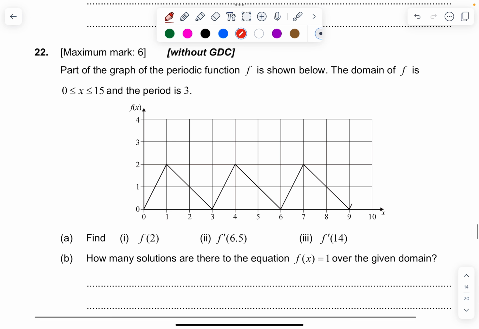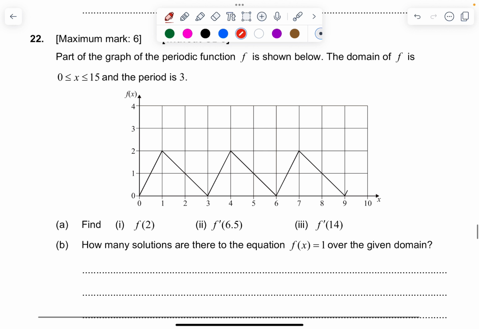The part of the graph of a periodic function is given. f of 2, f of 2 is going to be 1. f prime of 6.5. Where is 6.5? 6.5 is over here, f prime. So it's the gradient of this line. What is the gradient of this line? It's going to be 2 upon 1, which is 2.